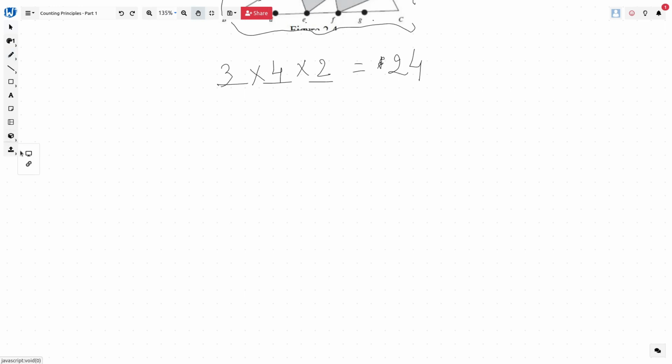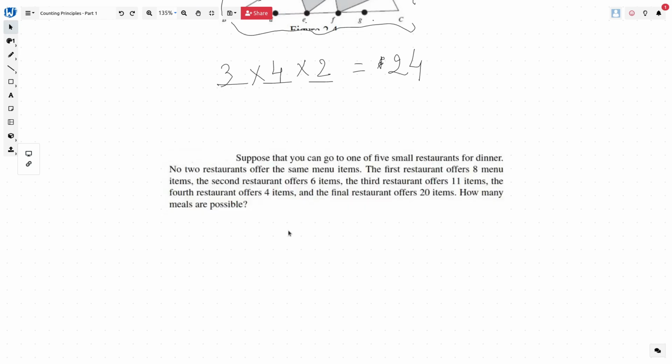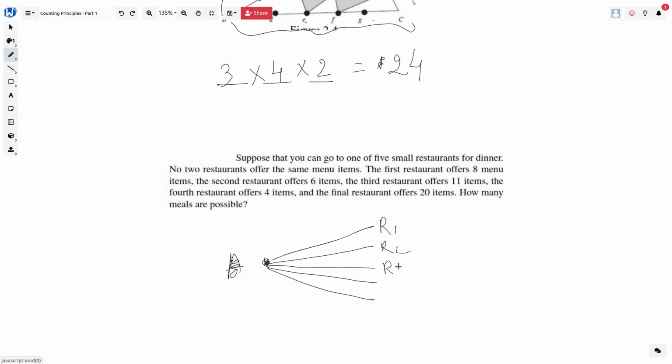I have taken the bigger problems earlier, now let's try to make it easier for you. Suppose you can go to one of 5 small restaurants for dinner. You are the person who wants to go to dinner. So there are 5 restaurants: restaurant 1, restaurant 2, restaurant 3, restaurant 4, restaurant 5.